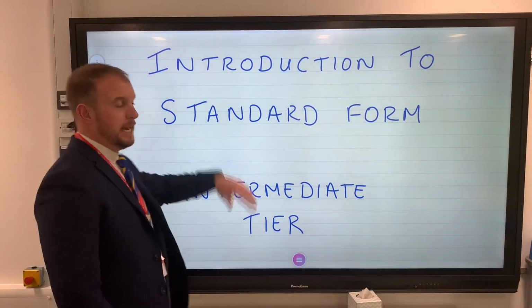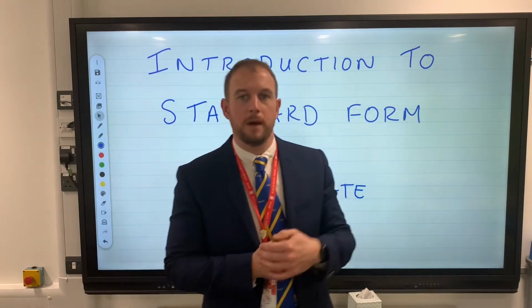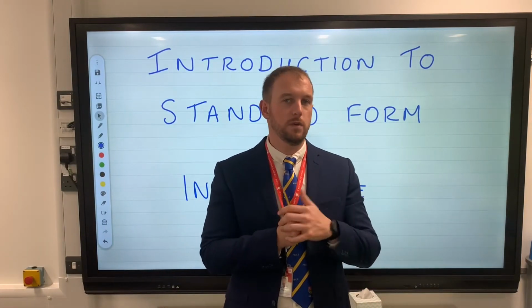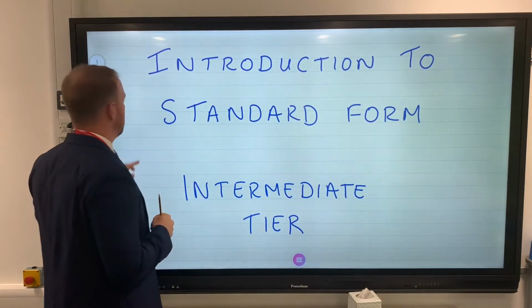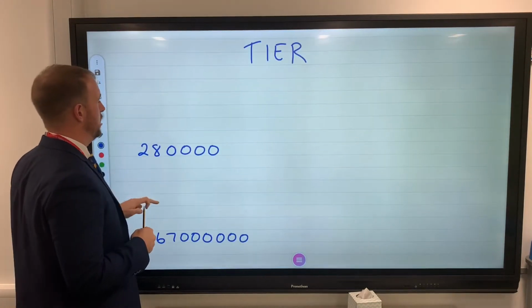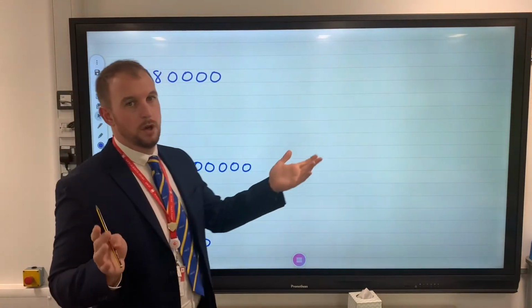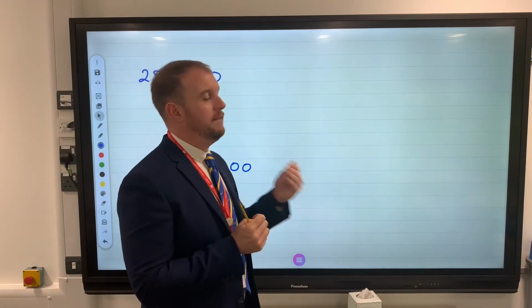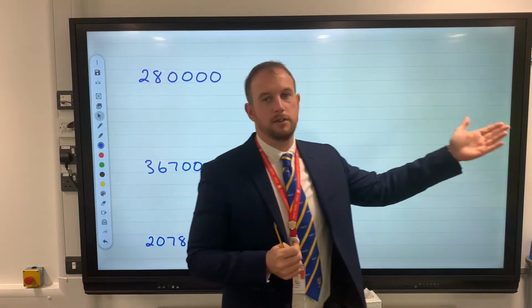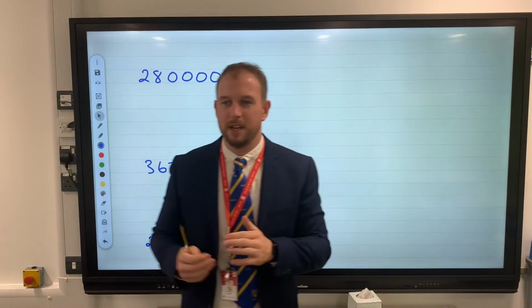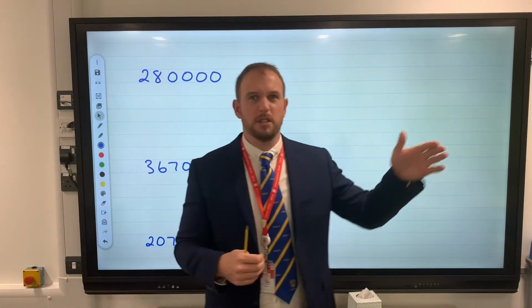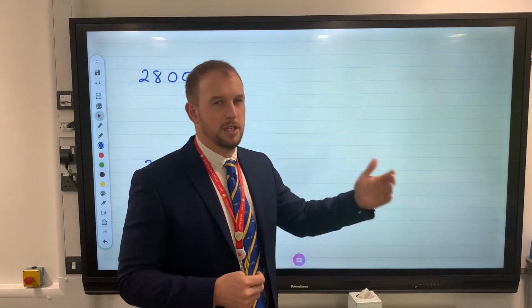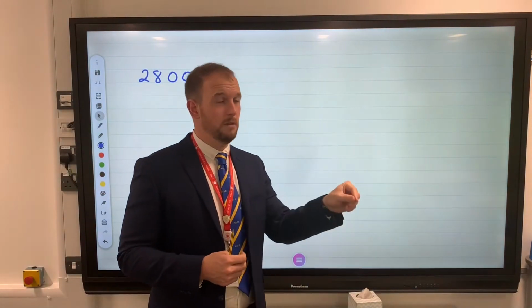Okay, so this then is an introduction to standard form. What is it and when do we use it? So standard form is a different way of writing really, really big numbers or really, really small numbers. It just saves us writing all of those zeros at the end of such a big number, or a small number being 0.00000, etc., etc. It just saves us writing all of those zeros.